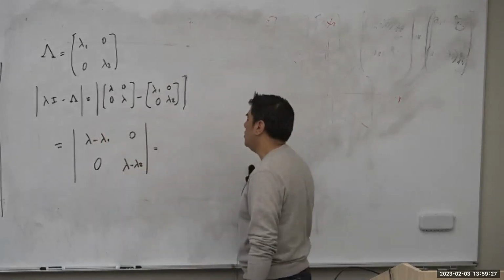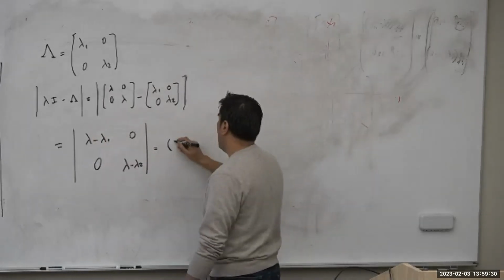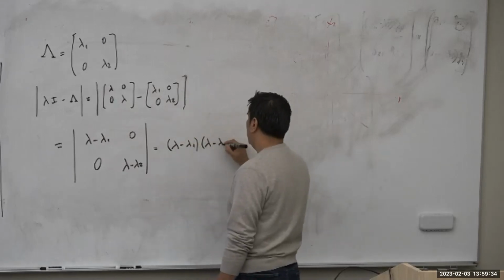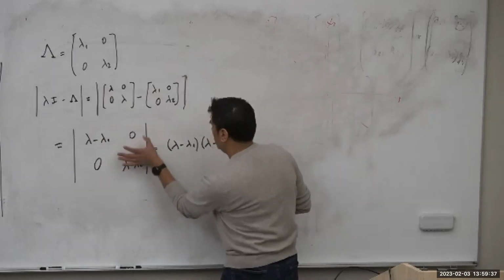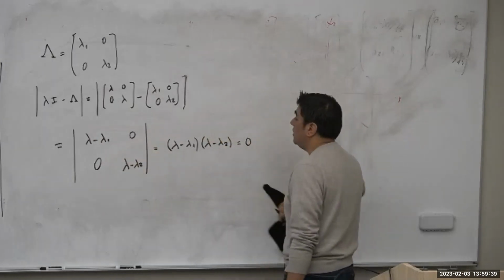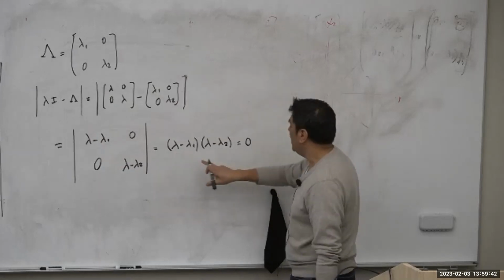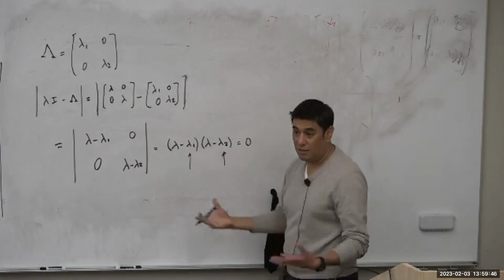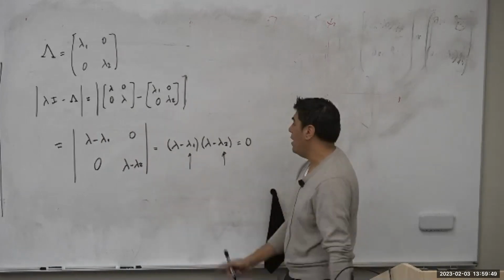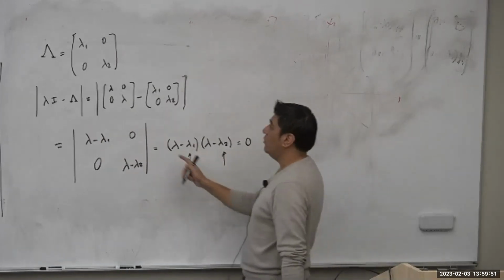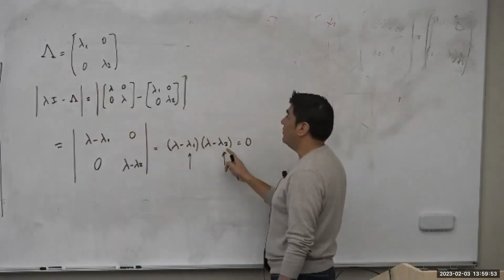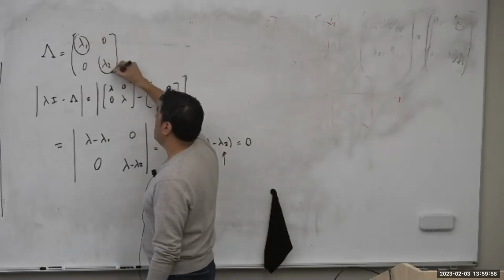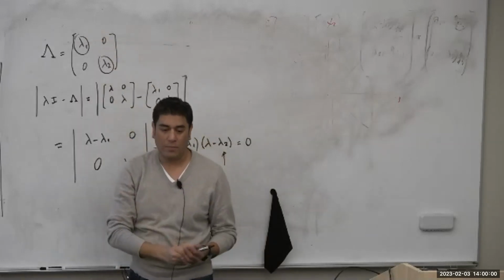And then we need to get the determinant of this. When we do that, we have lambda minus lambda 1 times lambda minus lambda 2, minus 0, and this is equal to 0. So we are trying to find those lambdas that solve this equation. But the solution is already in the standard form. So we know that the eigenvalues for this are lambda 1 and lambda 2. So anytime that you have a diagonal matrix, the eigenvalues are going to be on the diagonal.